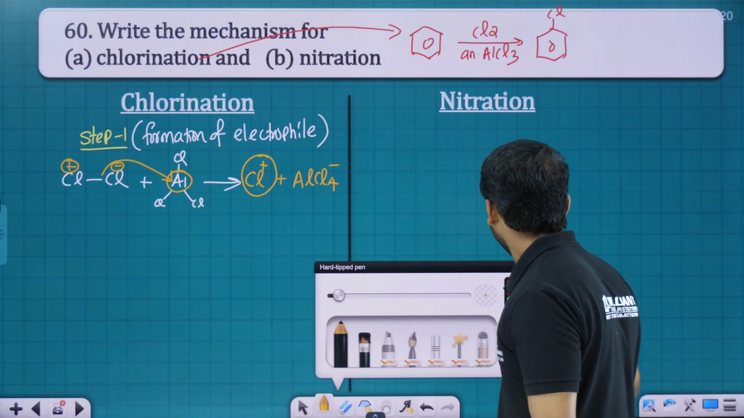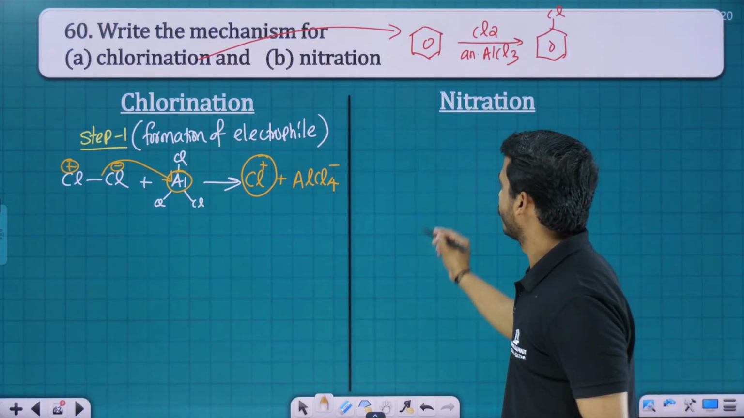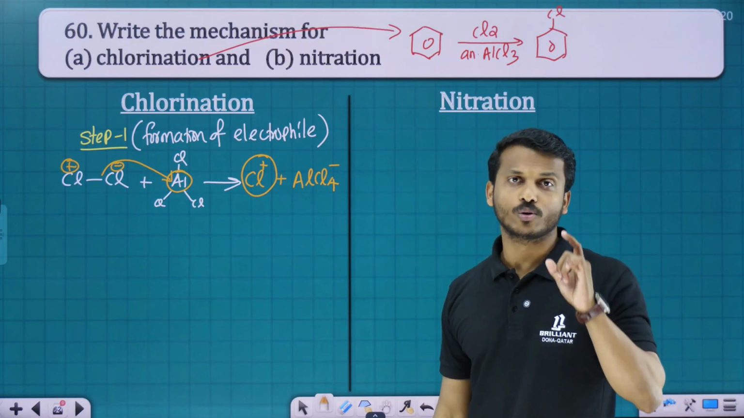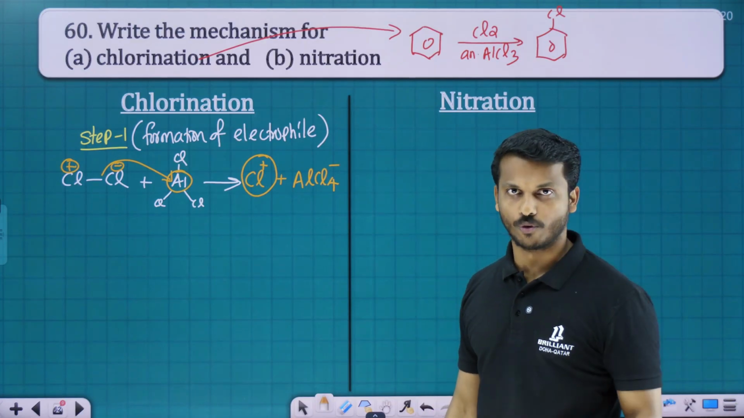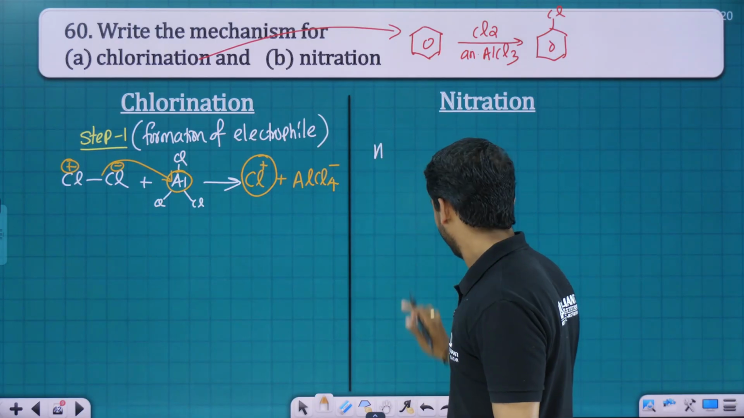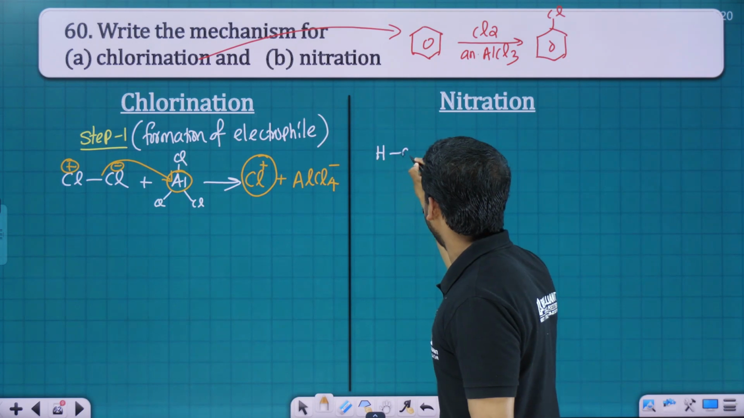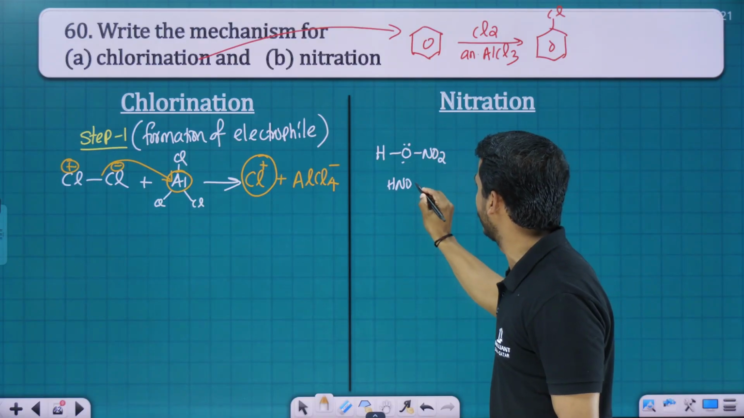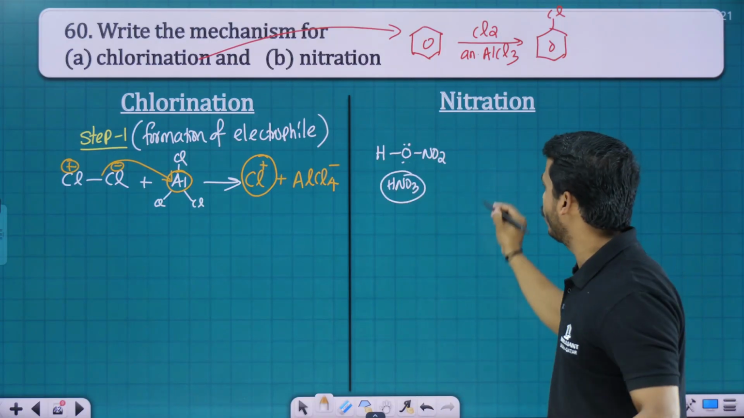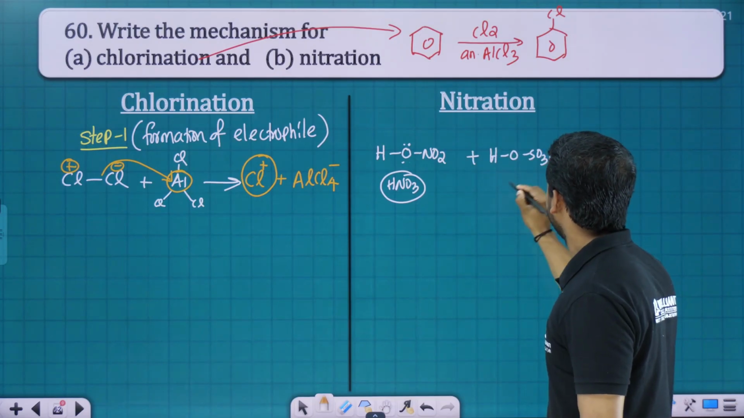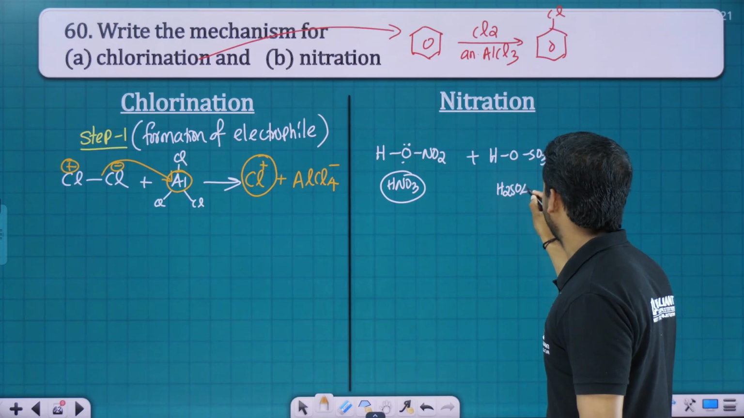But when you come to the nitration part, be careful. What is the reagent we are using in nitration? Concentrated HNO3 and concentrated H2SO4, right? Let me write HNO3 in this way: HONO2. This is our nitric acid. I am writing sulfuric acid as HOSO3H. This is our sulfuric acid, H2SO4.